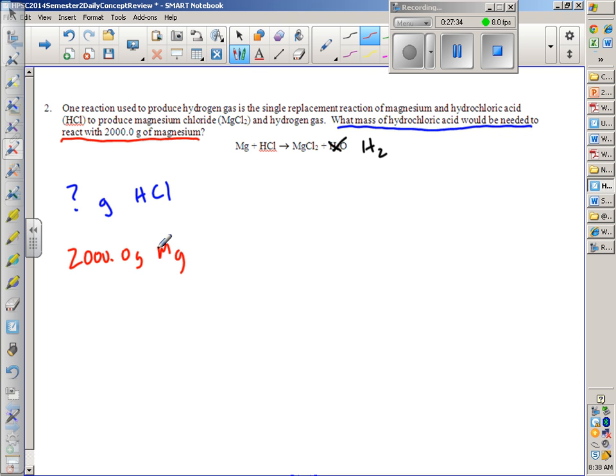The other thing that I need to know is a balanced chemical equation. So Mg plus HCl gives me MgCl2 plus H2. That equation is not balanced as written, but it's pretty easy to balance. Put a 2 out in front of the HCl like that. Okay? All right, then we start going through and making a plan.